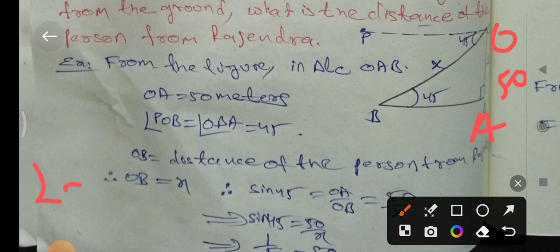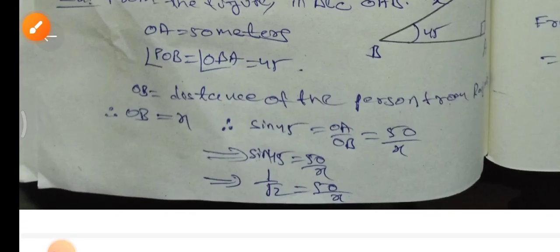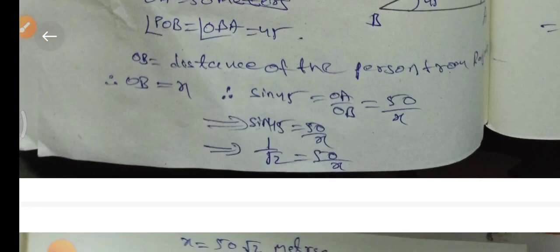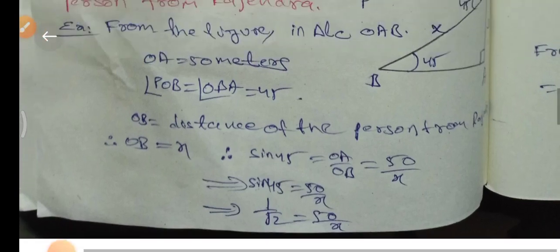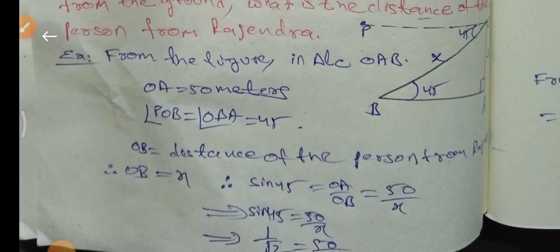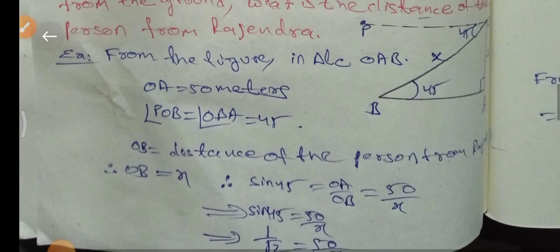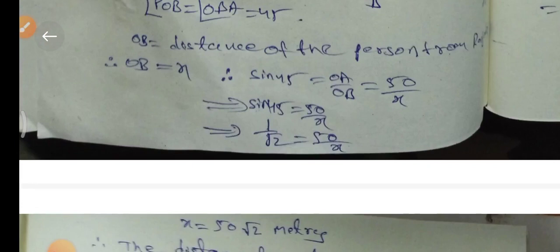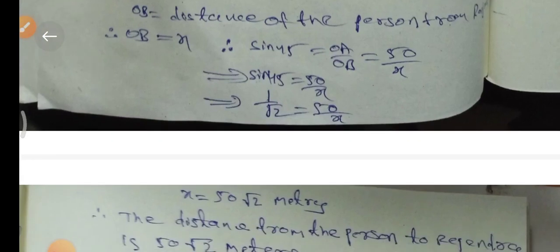Therefore, sin 45 is equal to OA by OB, which is equal to 50 by x. Sin 45 is equal to 1 by root 2, so 1 by root 2 is equal to 50 by x.